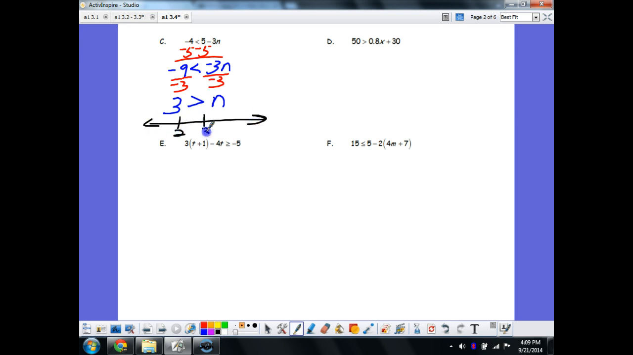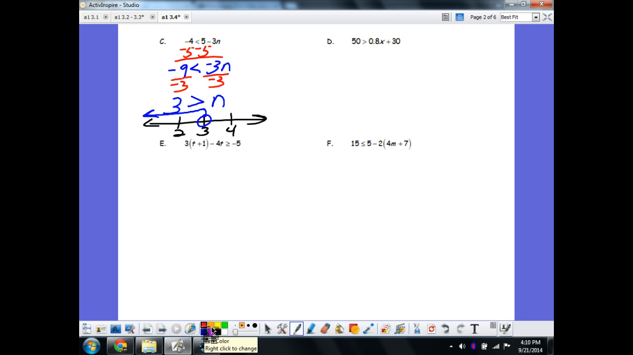So we have 2, 3, and 4. We would have an open circle at 3. Test a point, like 2. Is 3 greater than 2? The answer is yes, so we will shade in the direction of 2.